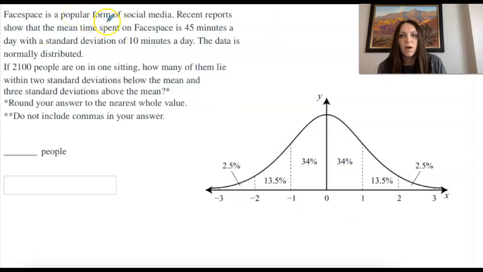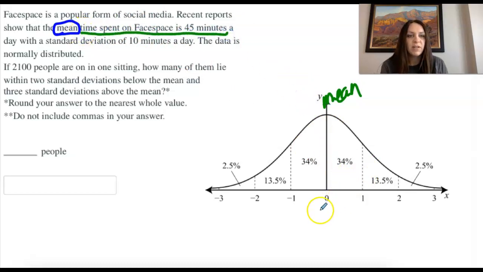Facespace is a popular form of social media. Recent reports show that the mean time, you want to look for this keyword, the mean. That's this middle part. It's the average. So the mean time is 45. I'm going to label that. This is 45 minutes a day with a standard deviation of 10 minutes a day.